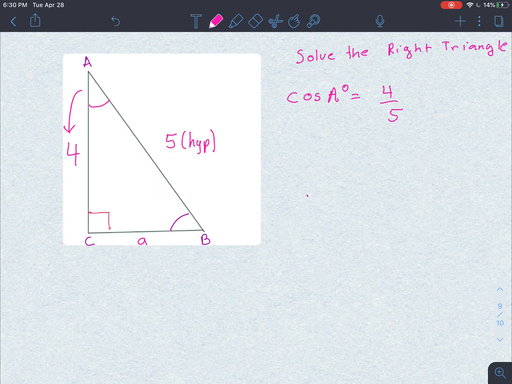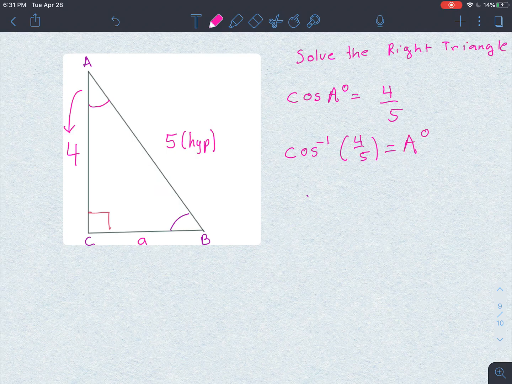And as in the other video, we were trying to find the ratio, so we took cosine of an angle and it gave us the ratio that we were looking for. But this time we want to use the ratio to help us find the angle. So we are going to introduce this inverse notation as cosine inverse of 4 over 5 equals angle A.